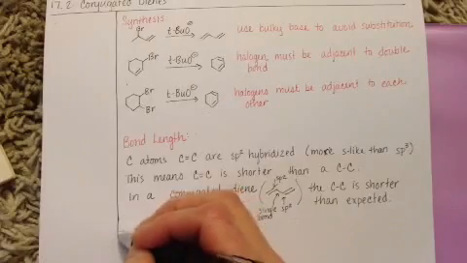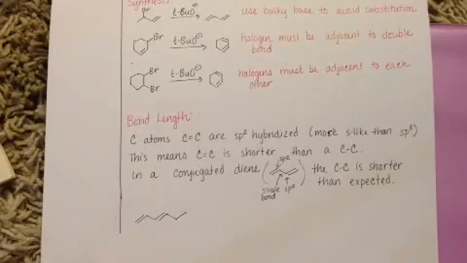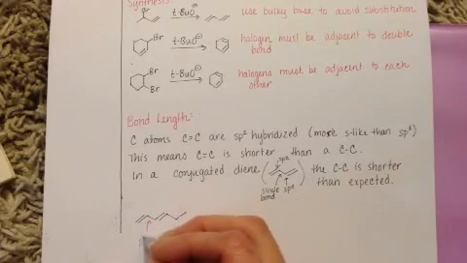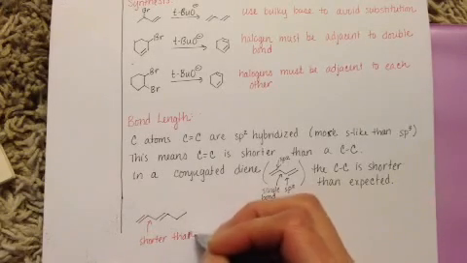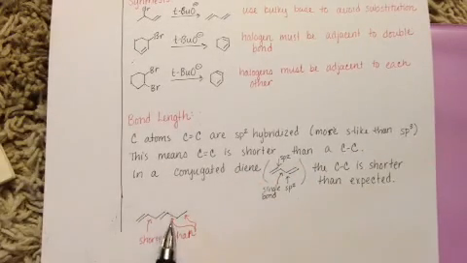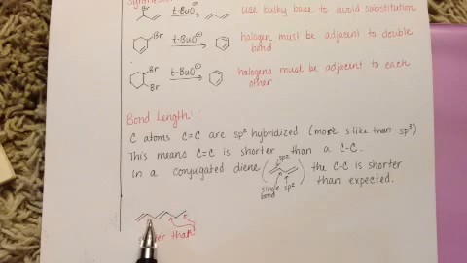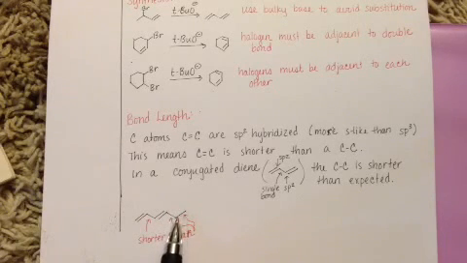So, for example, in this molecule, this carbon-carbon single bond is shorter than this one or this one, because this carbon-carbon single bond is formed between two sp2 hybrid carbons. This one is formed between an sp2 and an sp3. This one is formed between two sp3s. So these two single bonds are longer than this single bond over here.